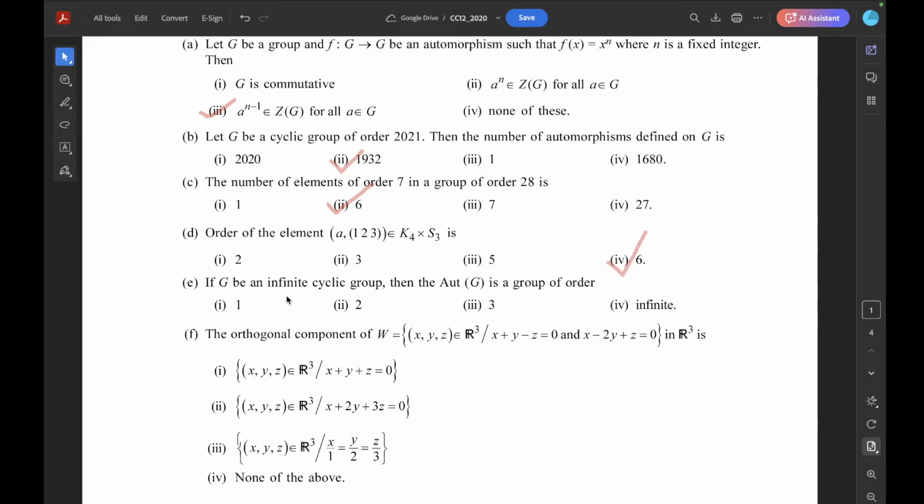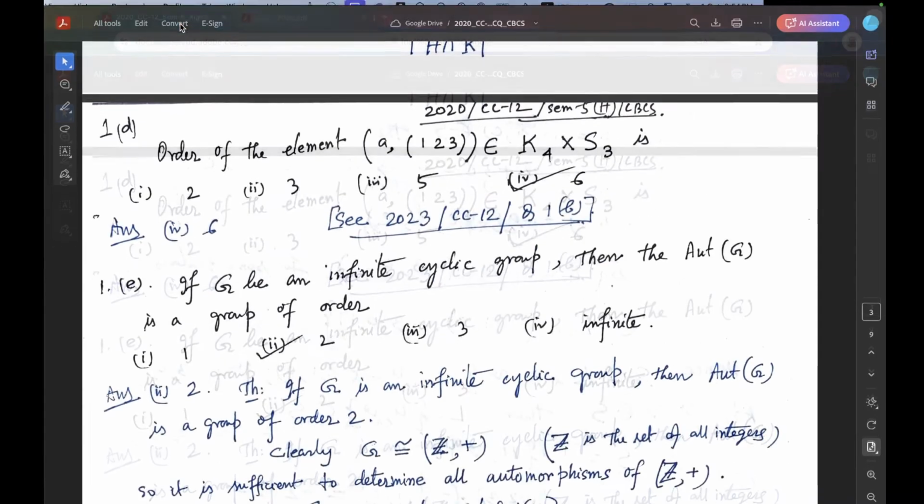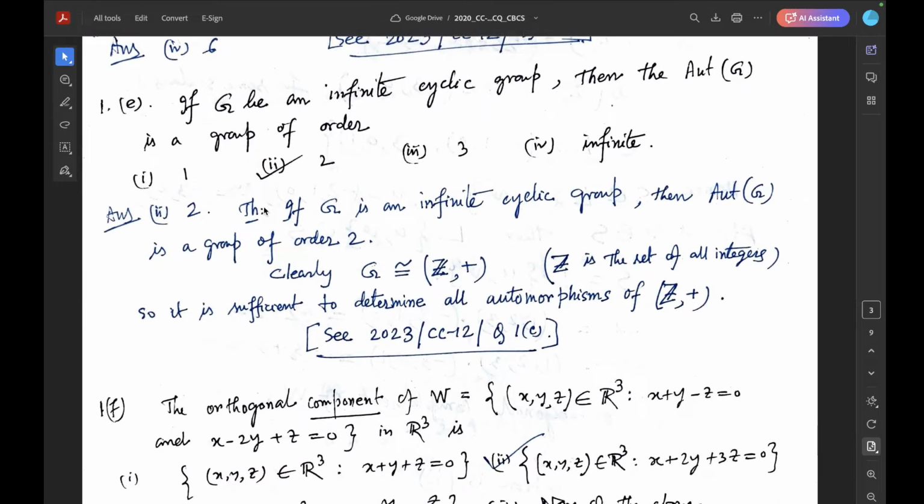Question E. If G is an infinite cyclic group, then Aut(Z) is a group of order what? Correct option is 2. We have the theorem: if G is an infinite cyclic group, then Aut(G) is a group of order 2. Clearly, G is isomorphic to Z plus, where Z is the set of all integers. So, it is sufficient to determine all automorphisms of Z plus.